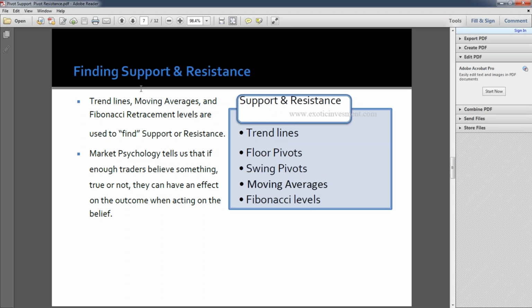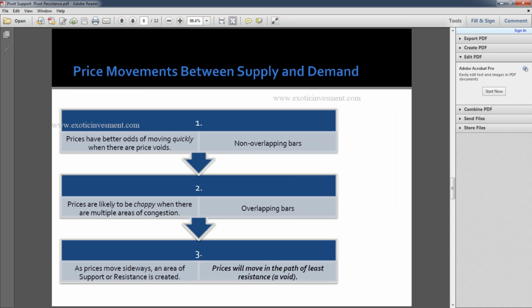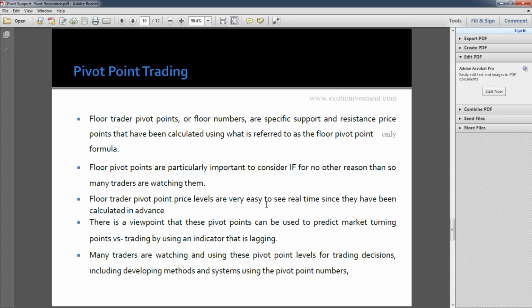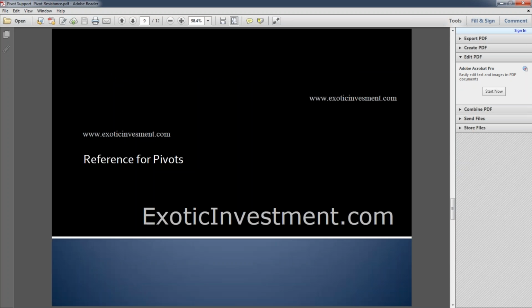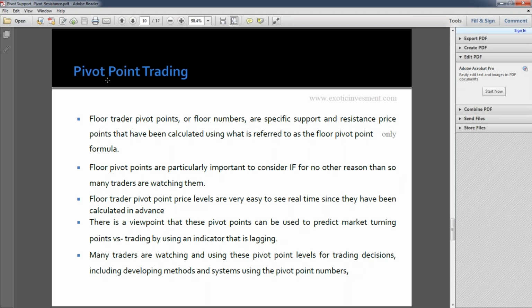Okay, so these are the ways we can find the support and resistance zones. Price movements between supply and demand, you can go through all these things. I will go through something important. Pivot point trading, floor trader. Basically, I'll give you a summary of what we did here.